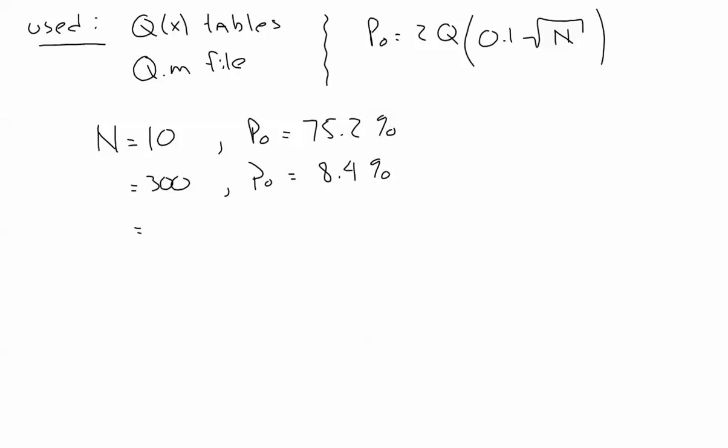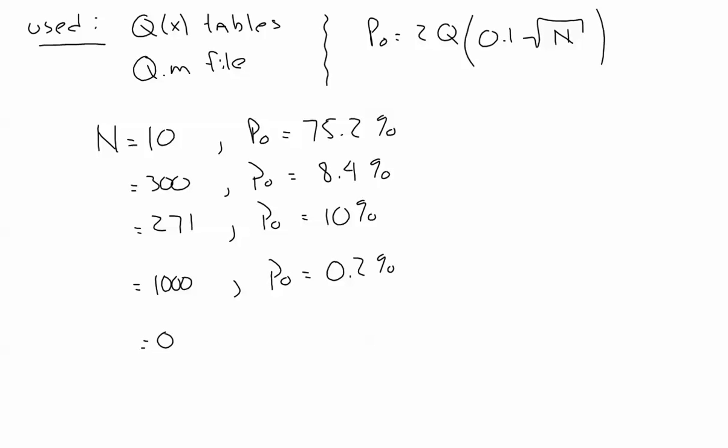I was curious how many pins I would have to examine to get exactly 10%, and I fiddled and fiddled and fiddled with it. Very scientific process. I came up with 271. Gave me a 10% chance of my sample length being too long or too short by 0.1 standard deviations. If I let n equal 1,000, I got P naught was about 0.2%. And of course, if you plug in infinity, I get P naught is exactly 0.